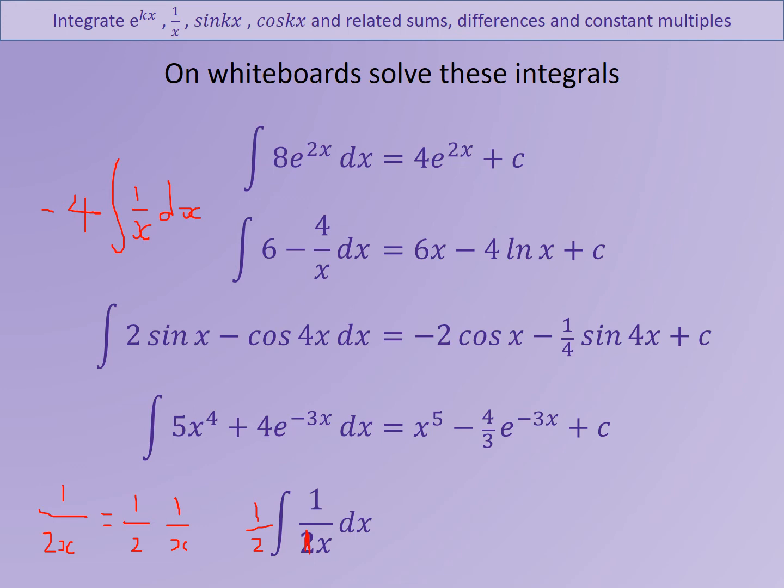Why does that help me? Because then I've got 1 over x is ln x. So really, what do I end up with? My result, a half from the front, ln x plus c. So very well done if you manage to get those.